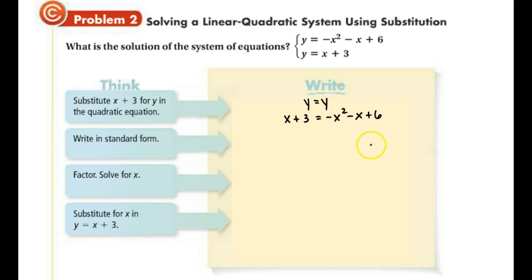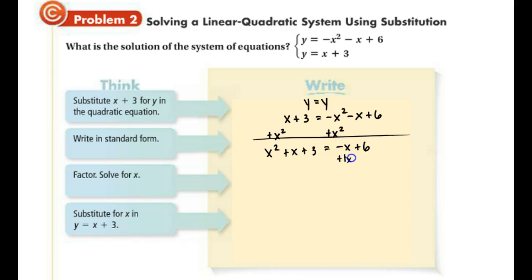What we want to do now is write this in standard form, which means we want to have biggest exponent to smallest, and we want to have 0 on one side of the equation. So the way that I'm going to do that is I'm going to add x squared to the other side, because we want to have a positive leading coefficient. That means we get x squared plus x plus 3 is equal to negative x plus 6.